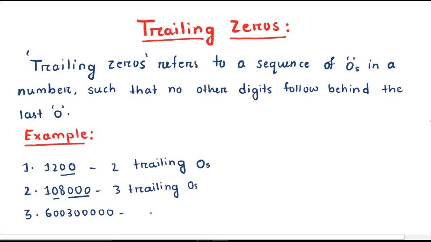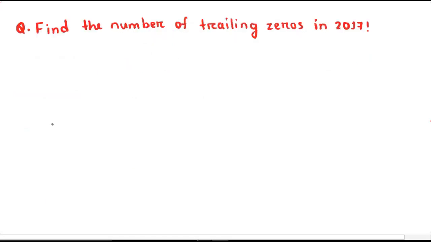Let's look at the number 600 million and 300,000. So if someone asks you how many trailing zeros are there, then we count and we must say there are 5 trailing zeros. The two extra zeros between 6 and 3 are not counted. Let's look at our problem.